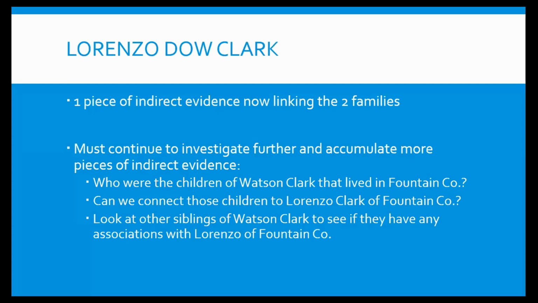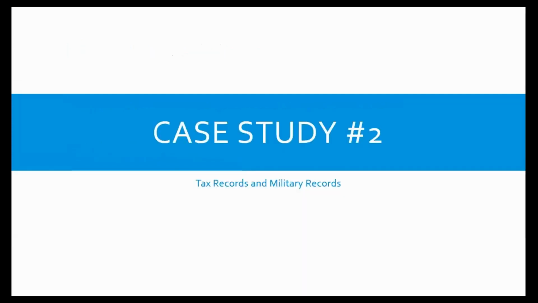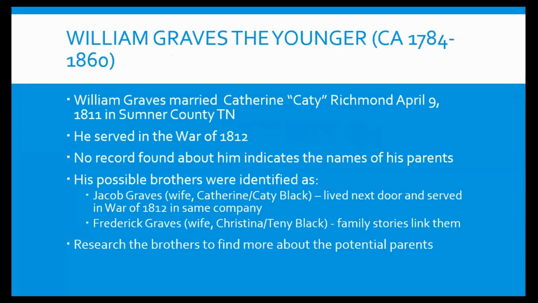Okay, let's move on to our next case study. This one is my own family. And so this is about William Graves, who's my 4th great grandfather. He was born around 1784 and died around 1860. I'm calling him William Graves the Younger to try to differentiate him between another William Graves that we're going to run across in this case study.